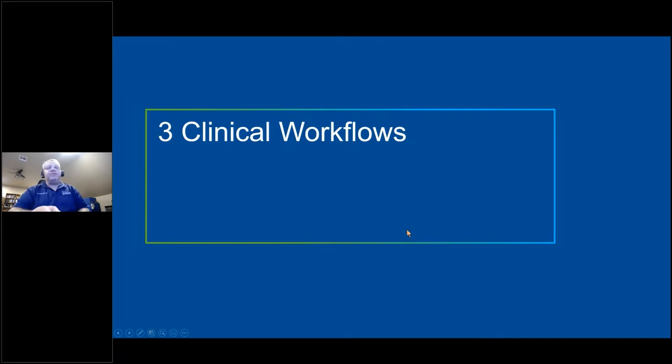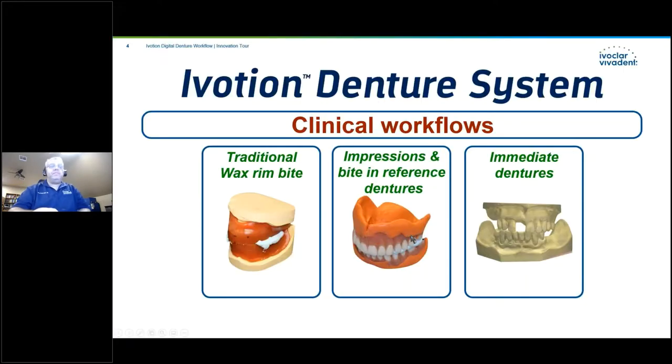Let's first talk about the three clinical workflows. The three that you will see coming into the laboratory most often are going to be a mixture of the analog and digital: probably the traditional wax bite rim, the impressions and bite in a reference denture, and immediate dentures. These are going to be the three most common ones.